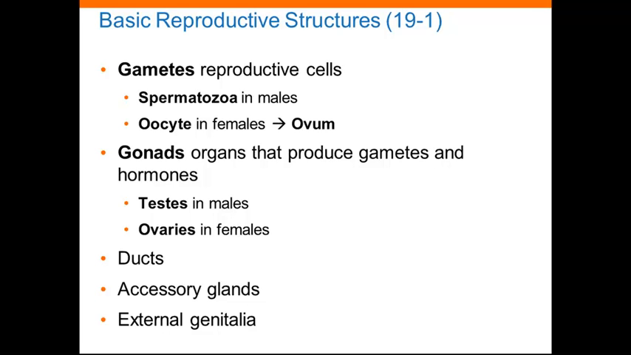So the reproductive system produces, stores, nourishes, and transports gametes, the reproductive cells. In males, it's spermatozoa, or sperm for short, that combine with secretions of accessory glands to form semen. An oocyte in females is an immature gamete, and when fertilized by sperm, it becomes an ovum. Gonads are the organs that produce gametes and hormones.